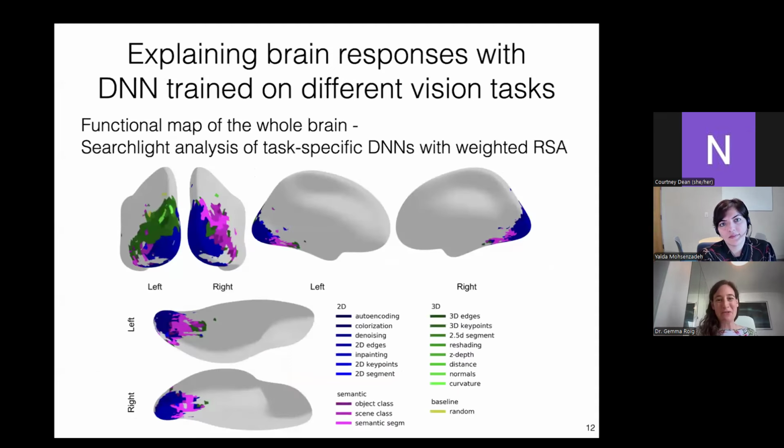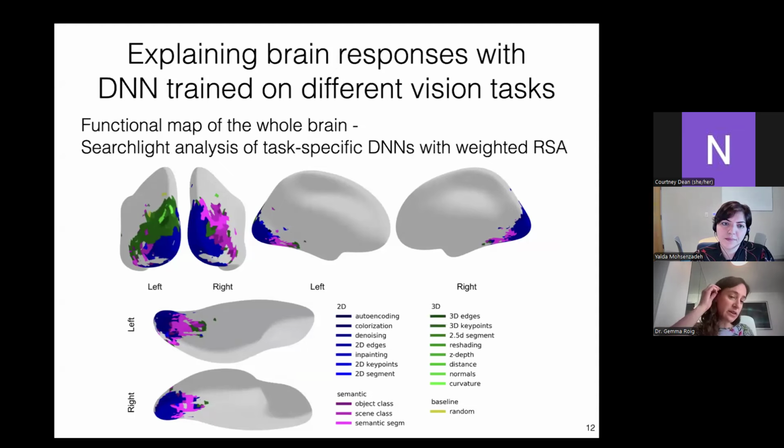And what we wanted to do first is to see which kind of functional map of the whole brain we get when we do a searchlight-like analysis with these task-specific DNNs with the weighted RSA, to see, first of all, if the pattern is consistent and not random, also if the task is relevant. So for instance, we also took as a baseline a random DNN, which is just taking the architecture without any training. And what we see is that the random DNN doesn't show anywhere.